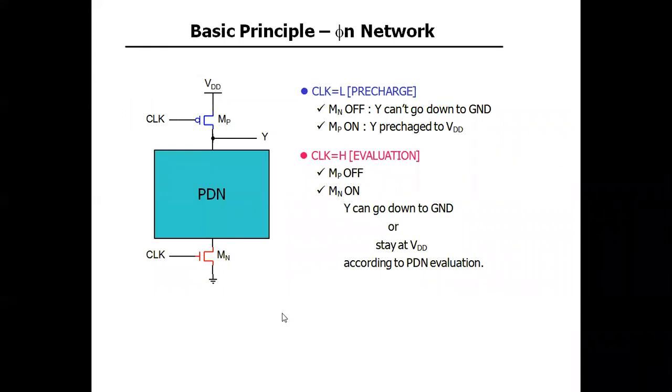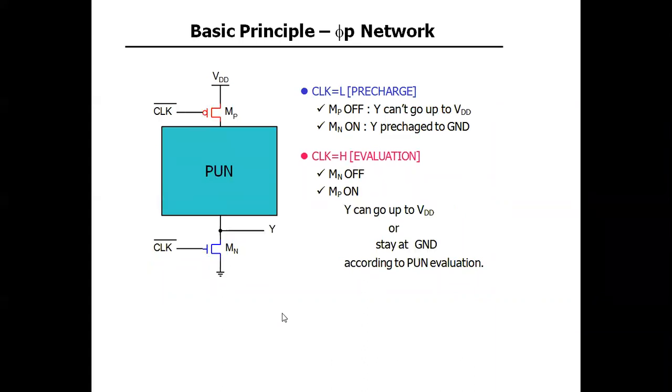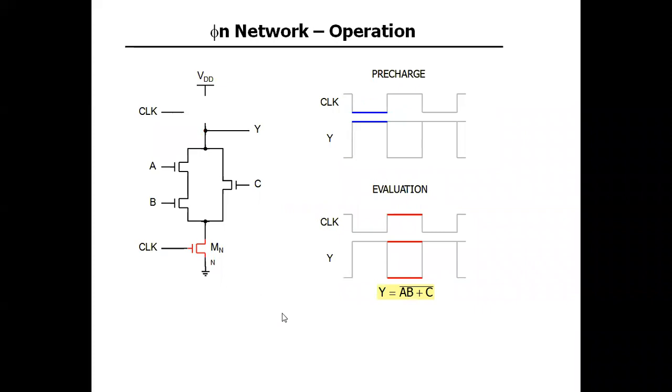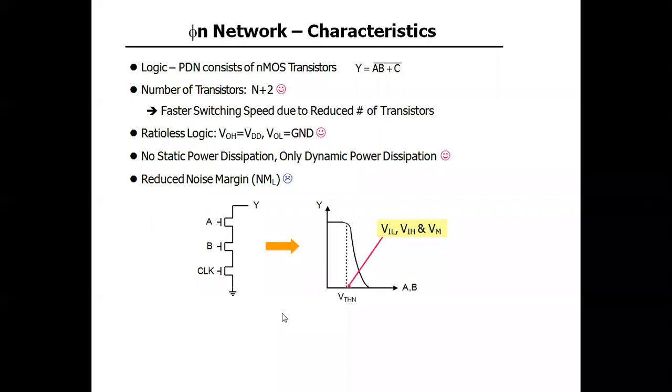Then these are the basic phi networks. What will happen when the clock is low, that means in pre-charge condition, and what will happen when the clock is high, that means evaluation condition. Then this is a basic phi p network. Here also again, what will happen if clock is low, that means pre-charge condition, and then what will happen if clock is high, that means evaluation condition. This is how the phi n network works. Now these are the problems associated with the phi n network. Its equation is Y is equal to AB plus C bar.